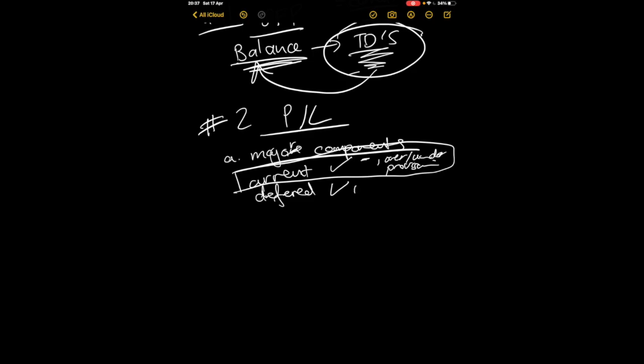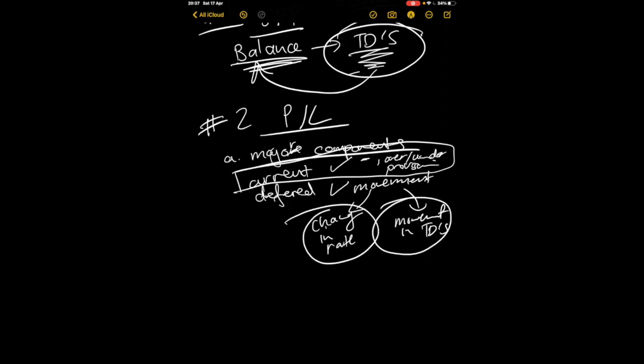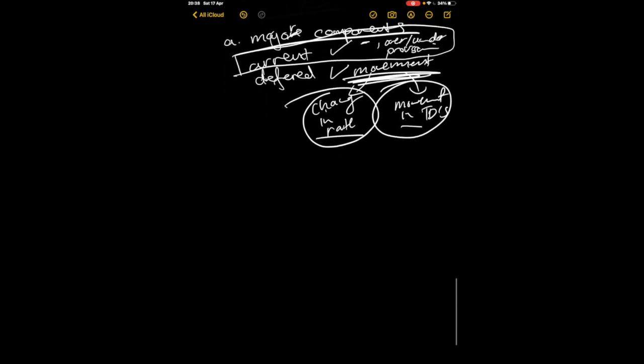For our deferred tax, remember, it is the movement. But that movement could have come from a change in the rate, or it could have come from the movement in the temporary differences. The idea here is that anything that caused the deferred tax to move, you are going to disclose separately.